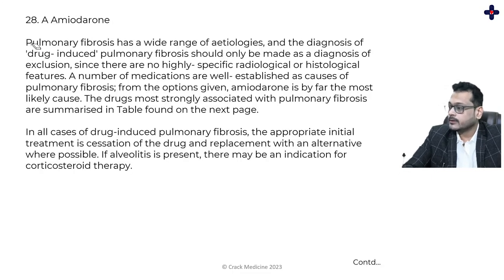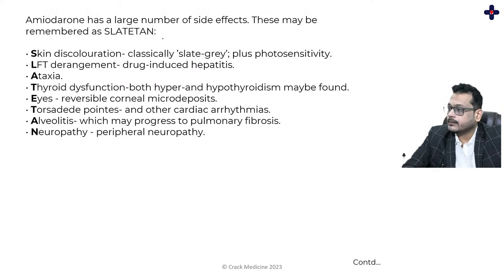Okay. So let's find out what the side effects of amiodarone are, and it has a large number of side effects. The first and foremost side effect is the grayish or slate gray classic skin discoloration that is associated with amiodarone, as well as photosensitivity. Drug-induced hepatitis is there, ataxia, thyroid dysfunction. So amiodarone has two types of thyroid dysfunction. One is type 1 and the second one is type 2.